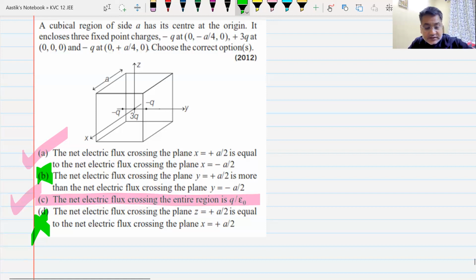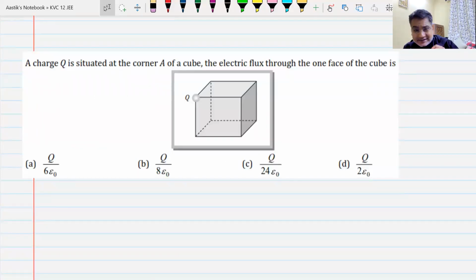This is the last combination in that cube thing. This is the last of the combinations, where you have a cube placed at one of the edges. Edge center. No, not the edges. It is the corner center cube. Now again, you have 6 faces. Through which faces is the flux the same, is the flux 0, and through which is the flux different? You have to tell me the answer. First, you tell me the answer, then you have to tell me the flux through one of the faces.